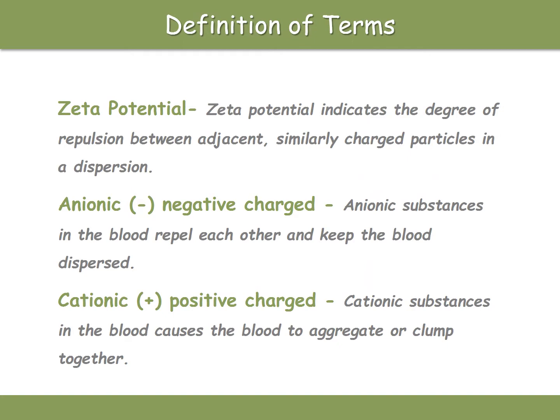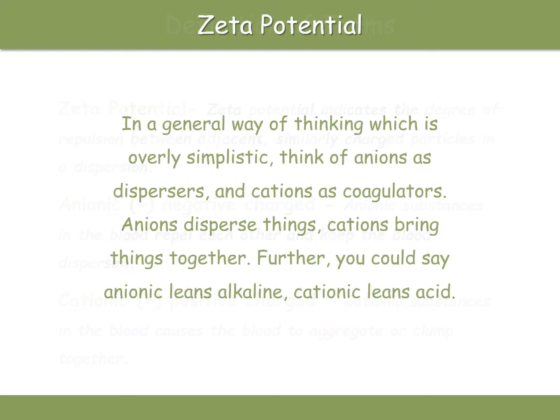Just a brief definition of terms. The zeta potential, and I'm going to keep pumping this into you, indicates the degree of repulsion between adjacent similarly charged particles in a dispersion. Anionic is negatively charged; they repel, they disperse. Cationic is positively charged, and cationic substances in the blood cause blood to aggregate, to clump, to agglutinate. Anionic is good, cationic is bad. We need both, of course, otherwise we have no energy. But it's the anionic that we're looking for.